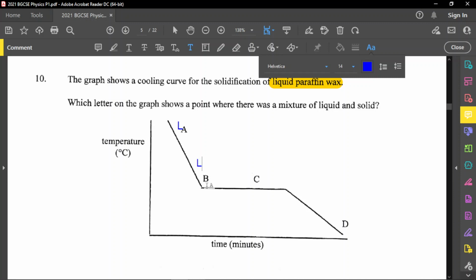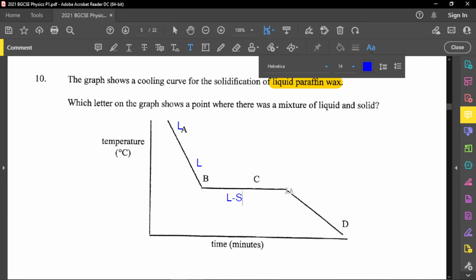Now moving from B, it is still liquid, but it's going to solid. So from here now, between B and C, it is liquid changing to solid. All right, just a mention right there. But at B, it is only liquid. Okay, at B, it is only liquid.